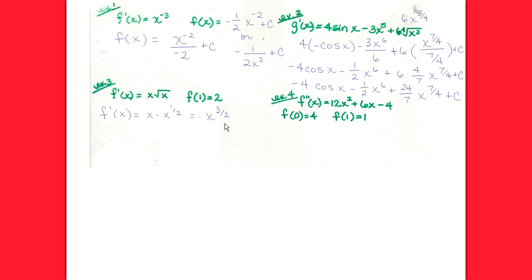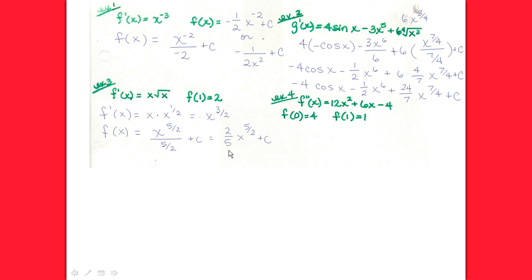So if this were an indefinite integral, I could then go through and say, okay, let's use power rule. I'm going to take 3 halves and add 1 to that. That would be 5 halves. And I'm going to divide by that same number, and I'm going to tack on my arbitrary constant. And then, of course, dividing by 5 halves is the same thing as multiplying by 2/5.